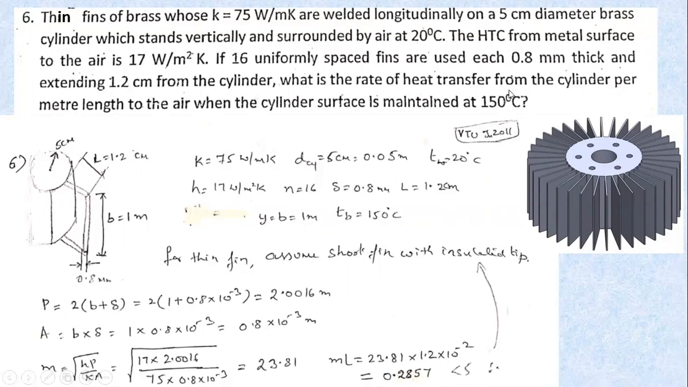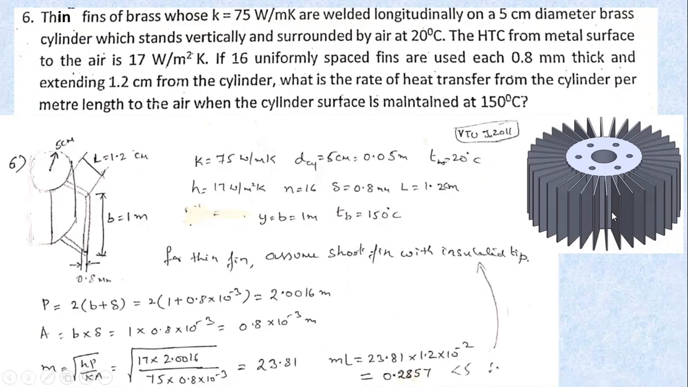What is the rate of heat transfer from the cylinder per meter length to the air when the cylinder surface is maintained at 150 degrees centigrade? What do you mean by per meter length? That means this length of the cylinder is 1 meter. It is the same as the breadth of the fin. Please make sure the length, the breadth and the thickness of the fins are taken accurately. Otherwise, the problem completely goes wrong.